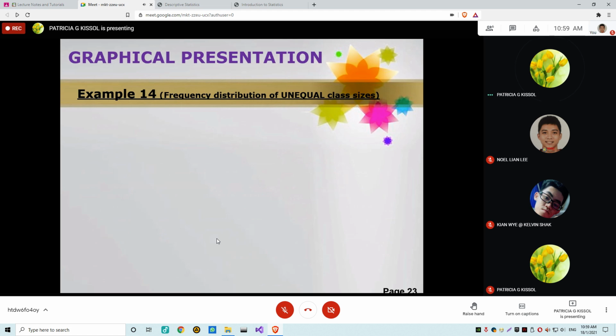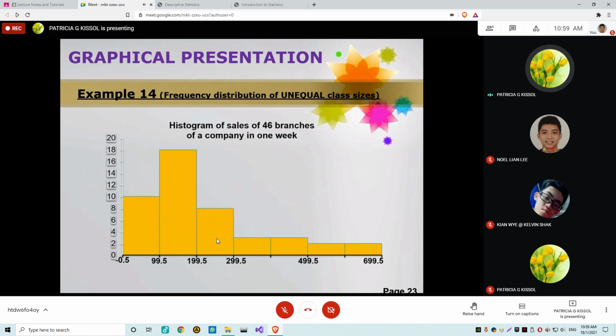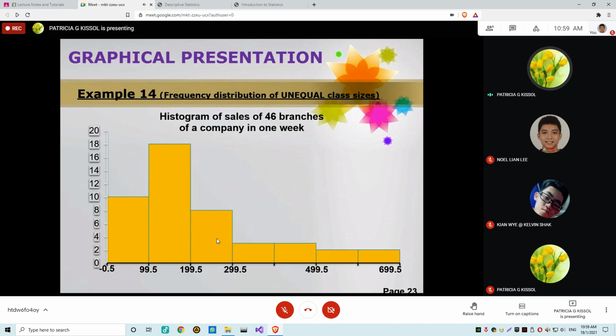All right. So the graphical representation, this is just to show you how it looks. You see it's wider here, 299.5 to 499.5, and from 499.5 to 699.5. So this is a histogram of sales of 46 branches of a company in 1 week. We call it adjusted frequency, and the x-axis is the sales units.